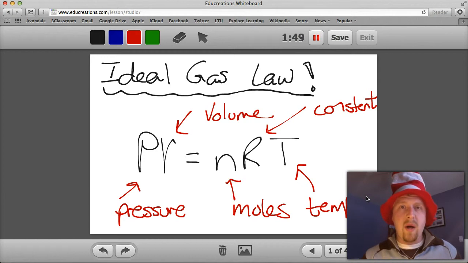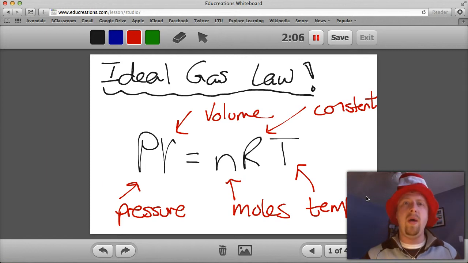Really, this law is useful for a number of reasons. If you're working with one gas and know the pressure, volume, and temperature, you can find the moles of gas. If you know you have a particular quantity of gas, and you know what container you're going to put it in and at what temperature, you could predict the pressure.